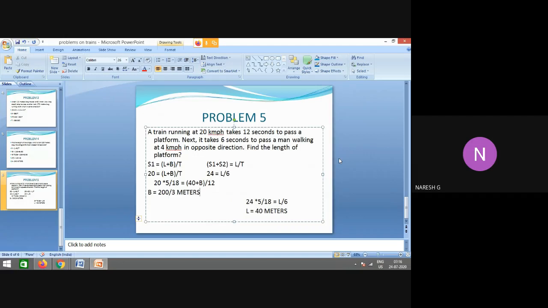So like that they will give a combination of two types or three types. By reading the problem, first analyze which type the problem belongs to and what formulas we have to use, and substitute the values in the formulas, and you will get the answer.